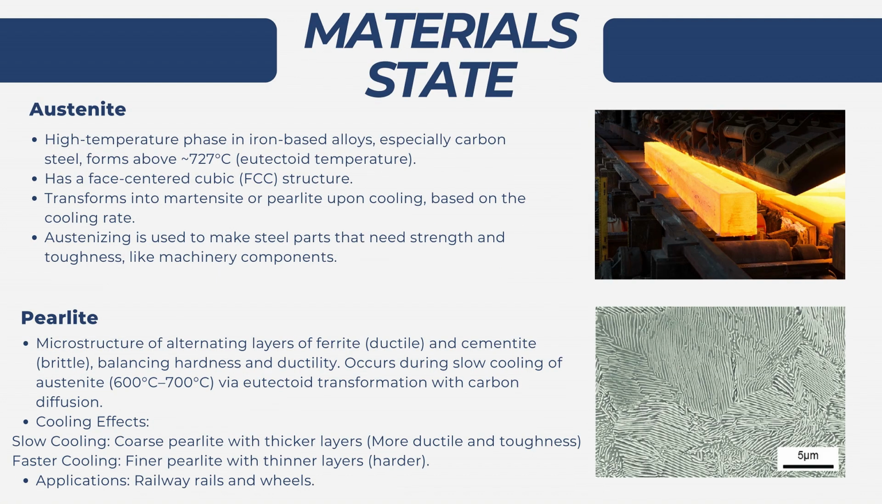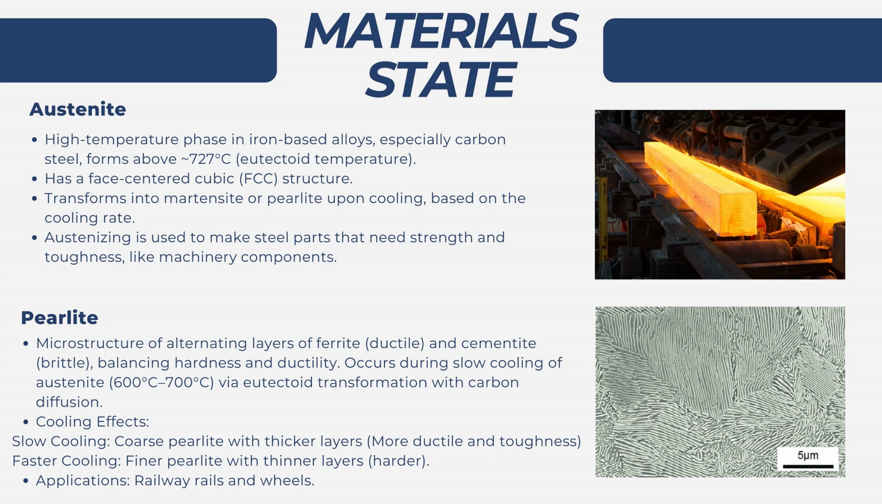Moving on to the several types of material states, where I'm going to be discussing the microstructures of materials which can be obtained as a result of heat treatment methods. So firstly, we have austenite. Austenite is a high temperature phase in iron-based alloys, especially carbon steel. Austenite only forms above 727 degrees Celsius, or the eutectoid temperature.